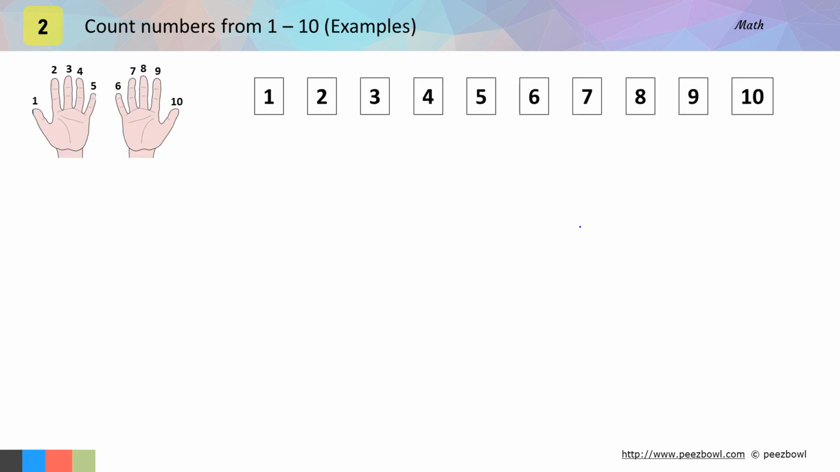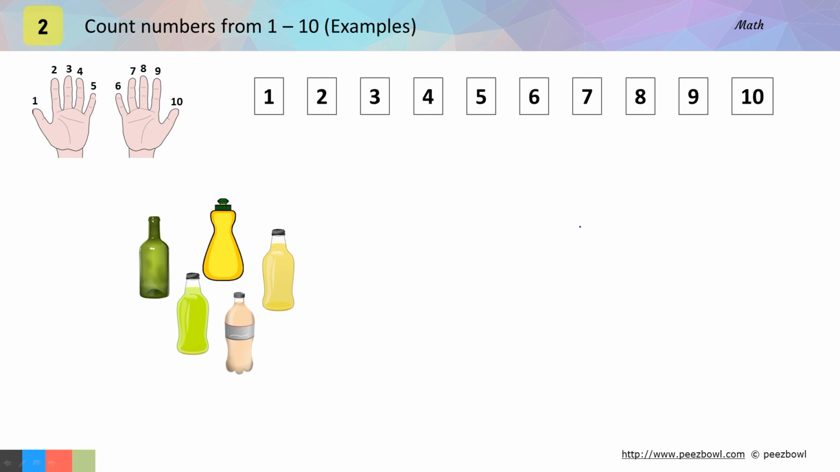In this example, you need to count number of bottles and write them in the blank space. Here, let us count bottles. You can refer numbers written here. You can also refer fingers diagram here. So we have 1 bottle, we have 2 bottles, and this one is 3rd bottle, this is 4th, and this one is 5th bottle. You can also count these bottles on your hand. So here we have 5 bottles. We will write 5 in the blank space.